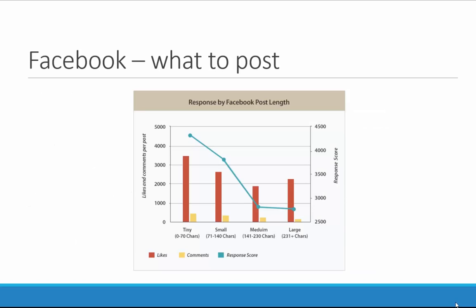So to continue the thread here of what to post, here is a graph showing the interaction levels based on the Facebook post length. So as you can see, tiny, short posts get a much higher percentage of likes and shares. Pretty interesting, isn't it? So you get the people who write the big old books, and for the most part, the big old books don't do so well, right? They do 50% worse than the teeny tiny posts. So just remember, keep things short and sweet.